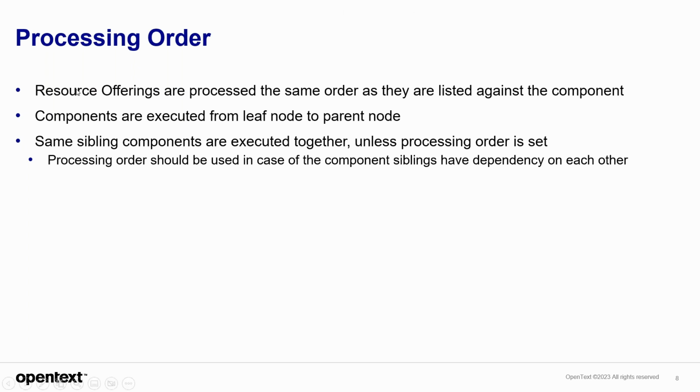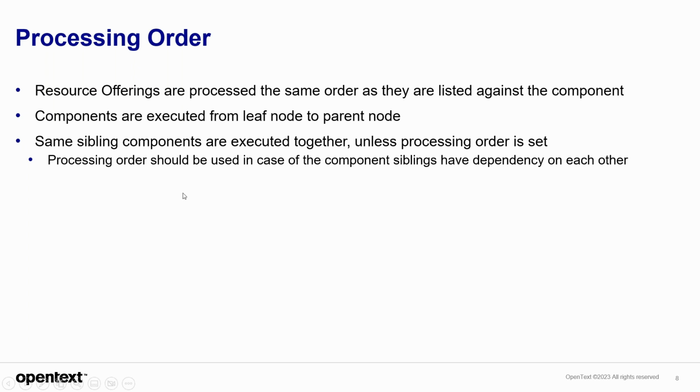But resource offerings and the component are clubbed together, and then those workflows get executed in the same manner. So there is no differentiation. And the components in the leaf node get executed. I told you the bottom up approach, right? So the leaf node will get executed before the parent in the deploying and the first two phases, right? So except for the before.